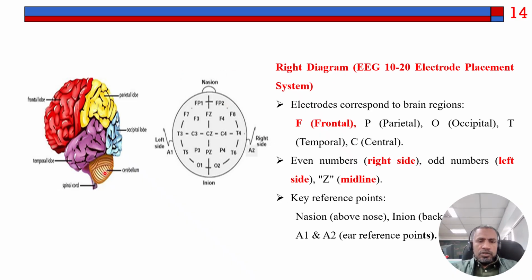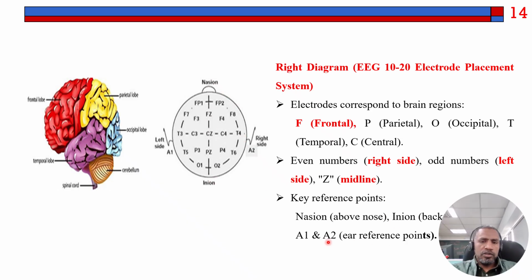This is the diagram. This is our brain. These are the systems of how electrodes are placed on our head using different systems: the frontal system, parietal system, occipital system, temporal system, etc. Mostly, even numbers are on the right side, odd numbers are on the left side, and the midline ones use another number, and the rest are placed in there.